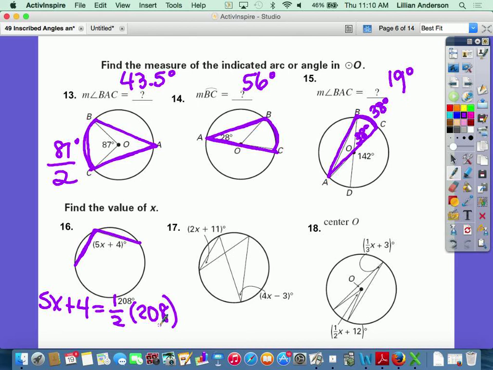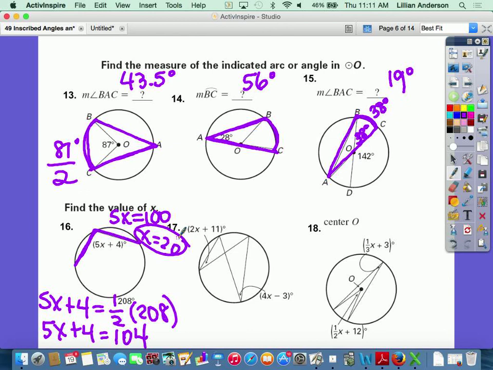So I have 5x plus 4 equals 104. What do I do? Subtract 4, so 5x equals 100, and x equals 20. So this is probably the hardest it's going to get, because it's asking you to find the value of a variable versus just, okay, what's the angle? It's not that hard, you just gotta remember which angle is which.